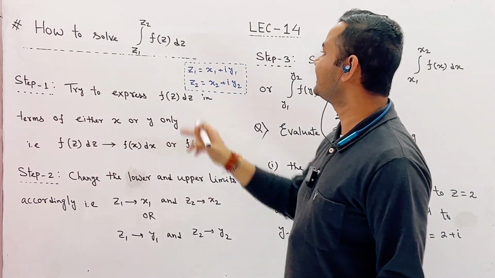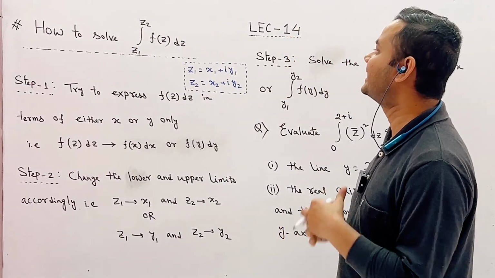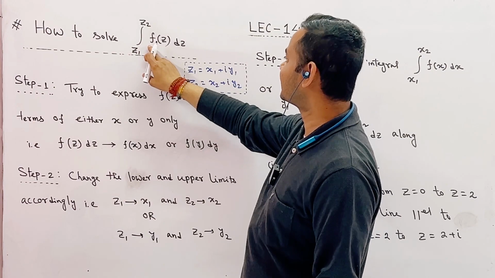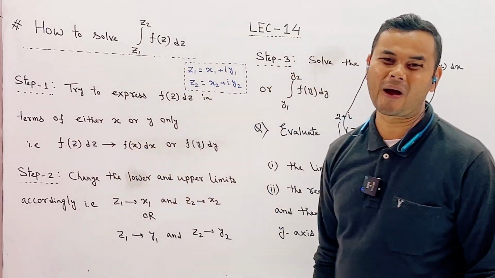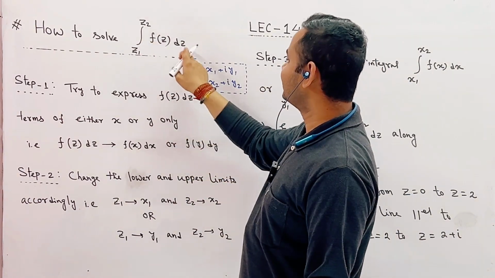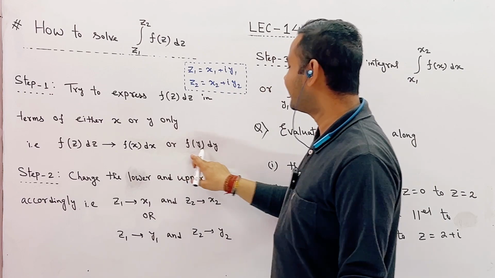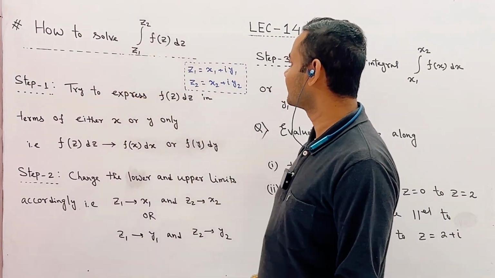Students, for solving a complex integration, we have to follow three steps. In step number 1, we have to express f of z dz in terms of either x or y only. Step number 2, after writing f of z dz in terms of x or in terms of y only, then we have to change the limits.